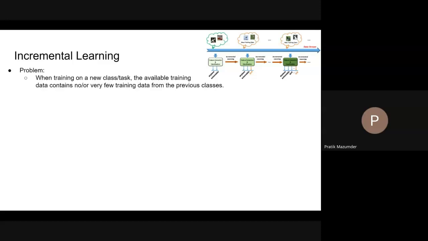As I mentioned, once you get a new task which contains a new set of classes, the available training data is dominated by the new task only, and you have very low or even no training data of your previous classes, you will start forgetting the previously seen classes. Then your model is not as useful as before, so you want to avoid such a situation. This phenomenon is also known as catastrophic forgetting. It's a very famous term in incremental learning.